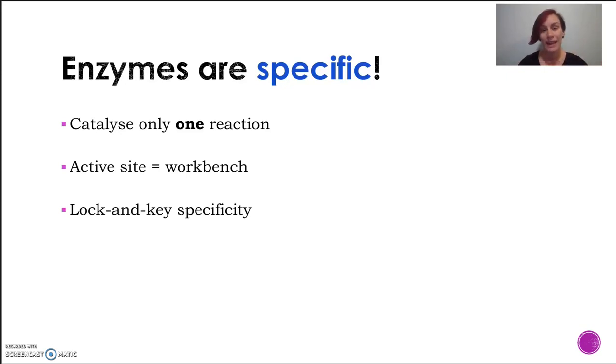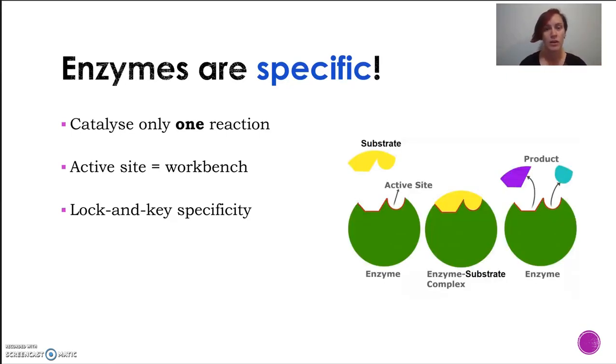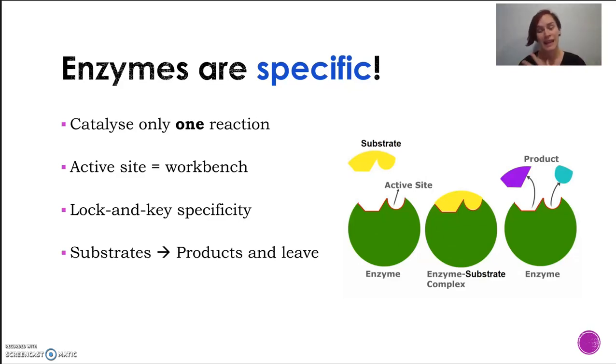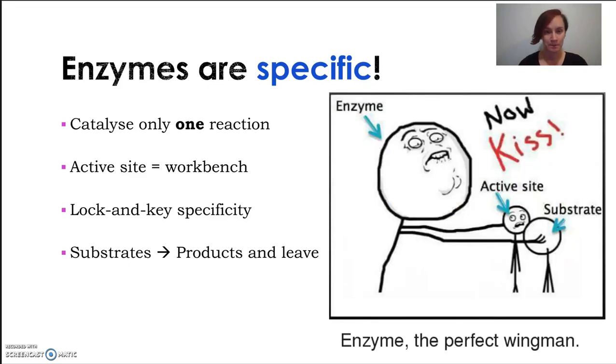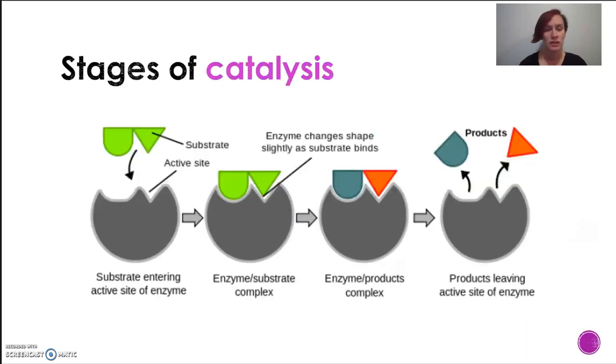And they often call it lock and key specificity, right? Only one key works in that lock, and that's what's happening. The substrate is the only thing that will fit into that active site or that workbench. So the shape and the chemical structure matches. Substrates, right, have to actually bind to that active site. Once the product is created, it can then leave. So once that's actually happened, it frees up the workbench. So really the enzyme is making all of that happen, but it's not actually being changed itself.